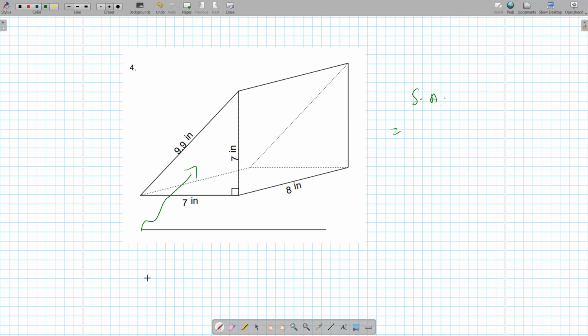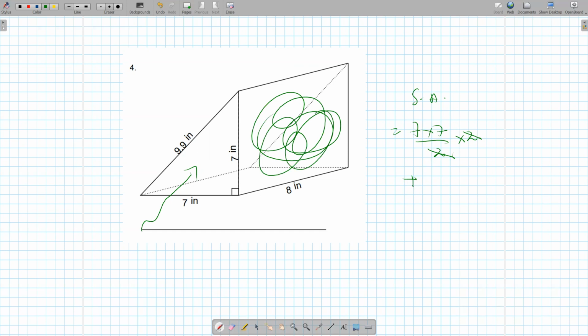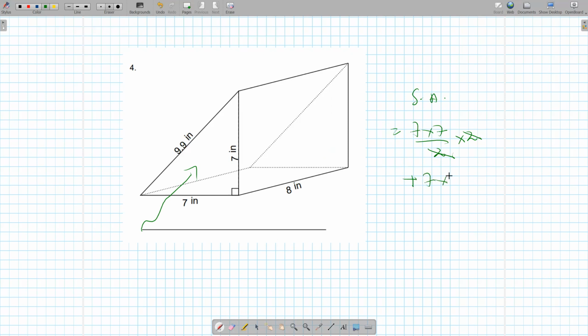7 times 7 divided by 2. Yes, 7 times 7 divided by 2. That's the front face. And notice there's 2 of them, so I'm going to multiply this by 2, right? For the front and the back. And then the 2's cancel out. Plus, what's the area of this face here, the rectangle on the side? 7 times 8. Yeah, 7 times 8.